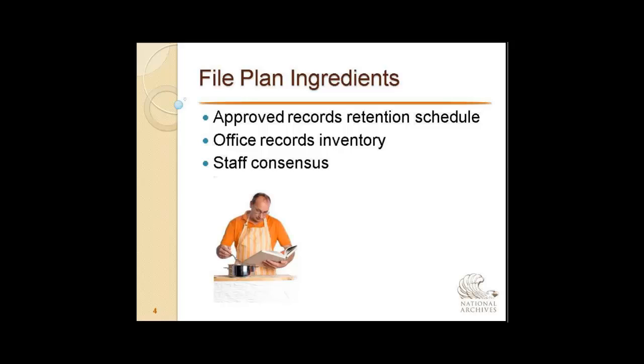A big ingredient, it's the third bullet on the slide here, but a big ingredient to make sure that we understand is that the file plan that we create for the office should be a product of staff consensus. It's not something that the records manager is going to try to impose on everybody. It's a document that we're going to create using a consensus building process. Everybody will agree to a certain procedure for our records, for our files. Once we have that agreement, that's what we're going to document on the file plan.